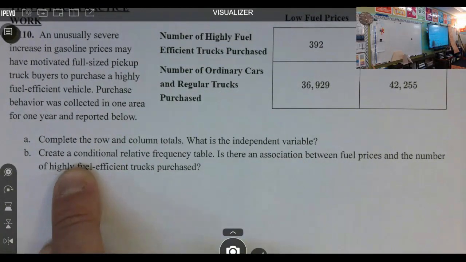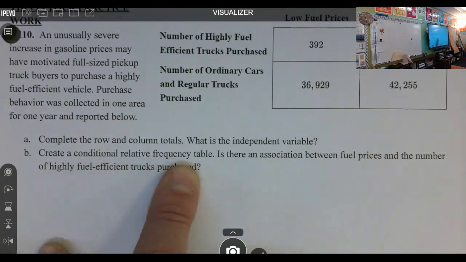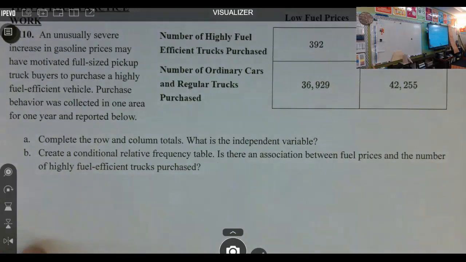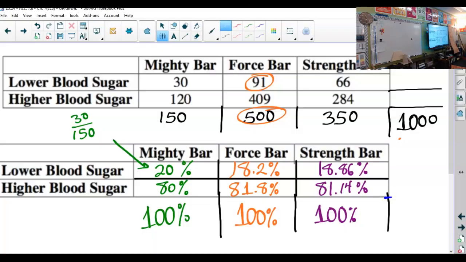No, wait a minute. Conditional relative frequency table. That's a big word, sir. I know, that is a big word, so maybe we should talk about that together. I'm going to give you guys a couple minutes to look at this. Maybe do your totals real quick. And then I want us to chat about that real fast, and then we'll probably do Jenga teams.